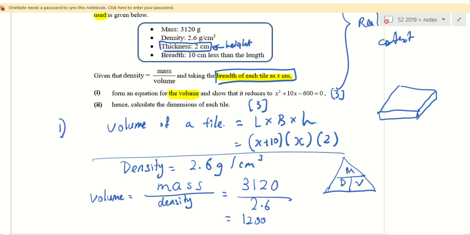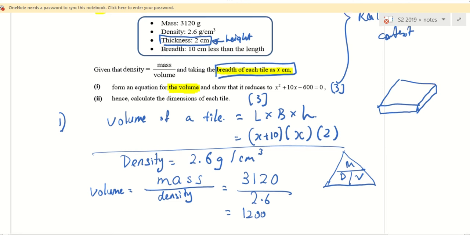Exact. So what does this mean? Look, this is the volume. This is the number. This is the volume. This is the algebra. Are they equal? They must be equal, right? So this is equal to this.